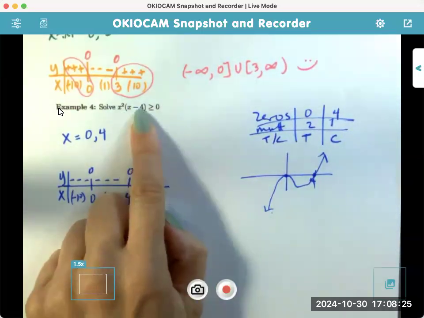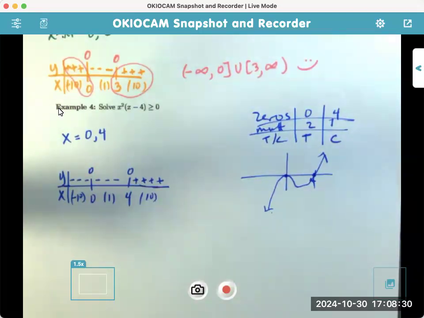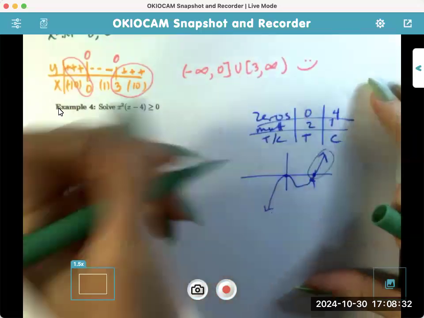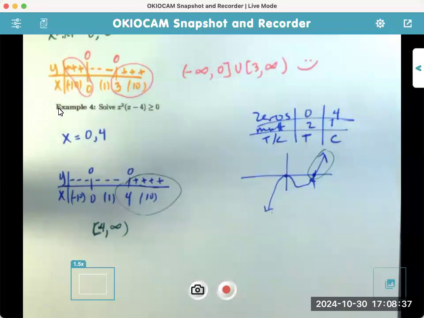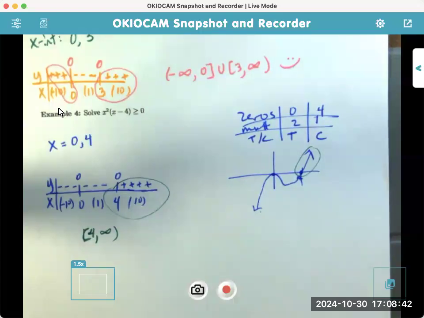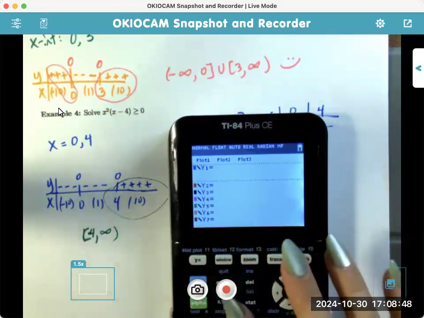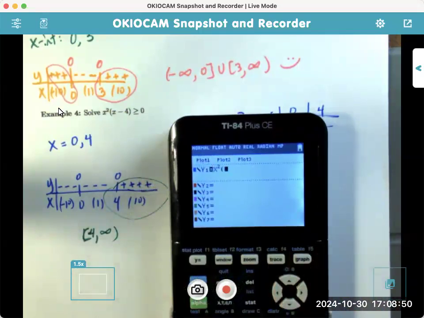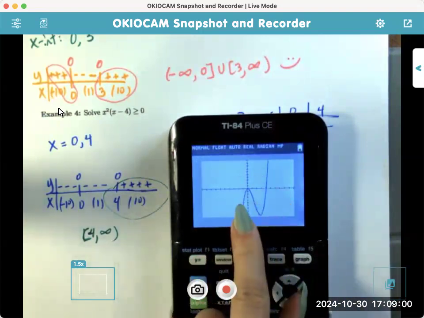This again says, where is our function greater than or equal to 0? We just want this little section right here. That is bracket 4 to infinity. That's it. If you have a graphing calculator, you're more than welcome to plug this in: x squared times x minus 4, and then graph. See, you can do it that way as well.